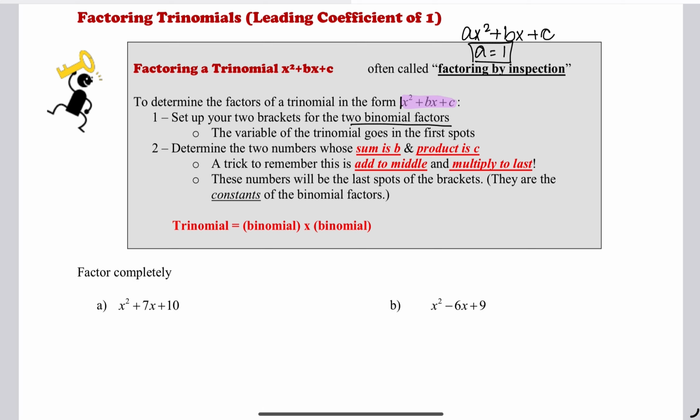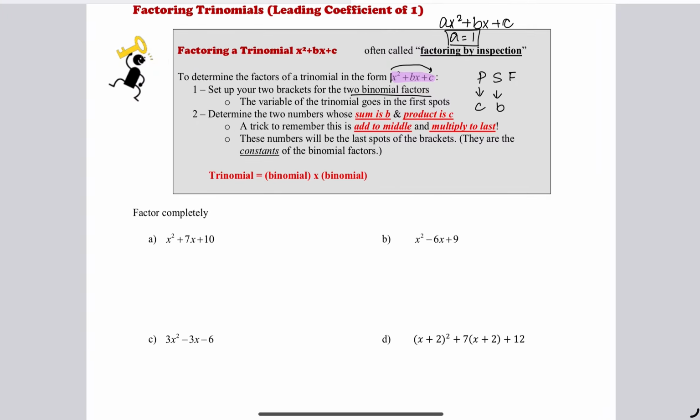Then you use the trick to add to the middle and multiply to the last. If you remember product sum factor, that's what they're talking about. Your product would be 1 times c, which is just c. Your sum would be b, and you need to figure out factors that multiply to get c, and when you add them you get b. You can check your work by multiplying your binomials at the end to see if you actually factored it properly or not.